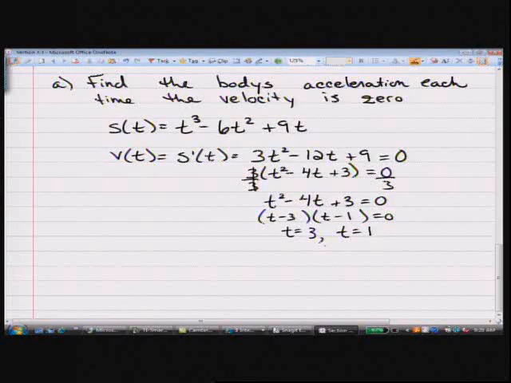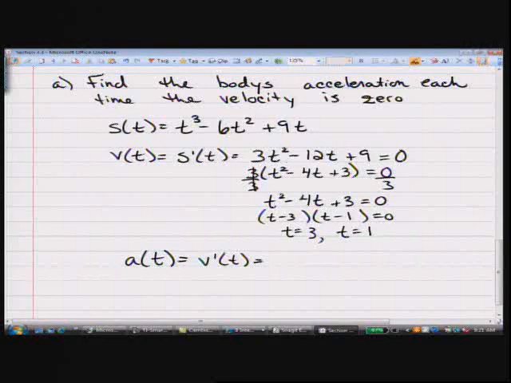Okay, now staying with the question, which was find the body's acceleration each time the velocity is 0. So first we found where the velocity equals 0. Now we just need to find the acceleration equation, which is the derivative of velocity. And so here's our velocity, so it's going to be 6t minus 12. Are y'all good with that?